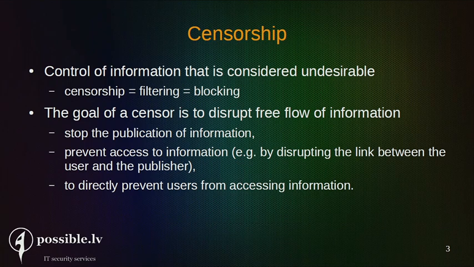The goal of a censor, that is a party censoring information, is to disrupt free flow of information. And in this case, it doesn't really matter if the censor is a state censor or a private censor, or for example, a parent trying to protect their children from bad influence online. According to the academic definition, all these are types of censors. So the goal of a censor is to disrupt free flow of information, stop the publication of information, prevent access to information, or directly prevent user from accessing information. Those are the three generic types how a censor can disrupt the free flow of information.